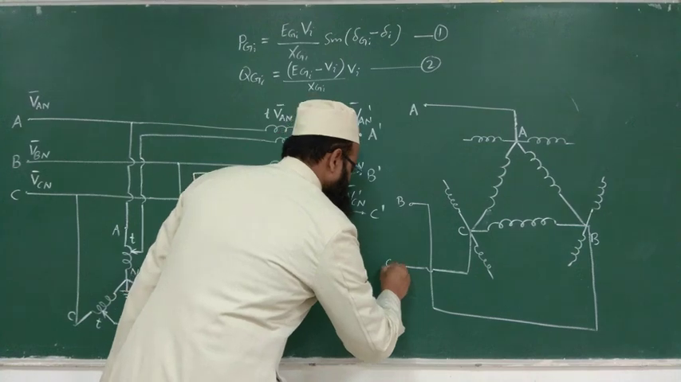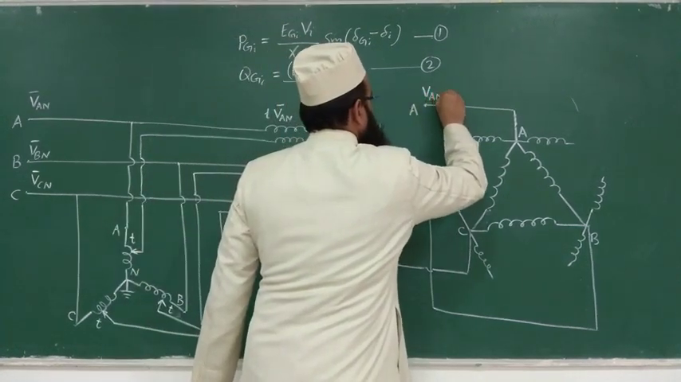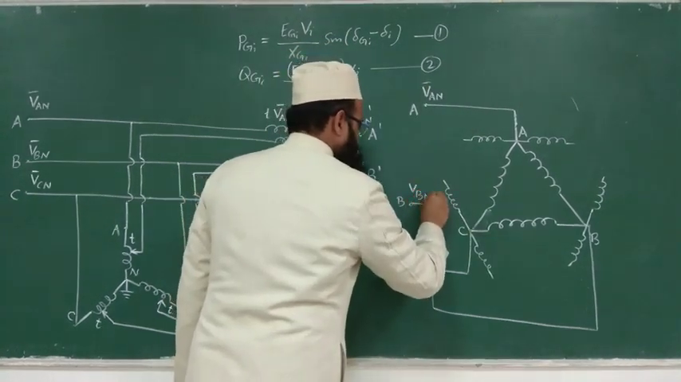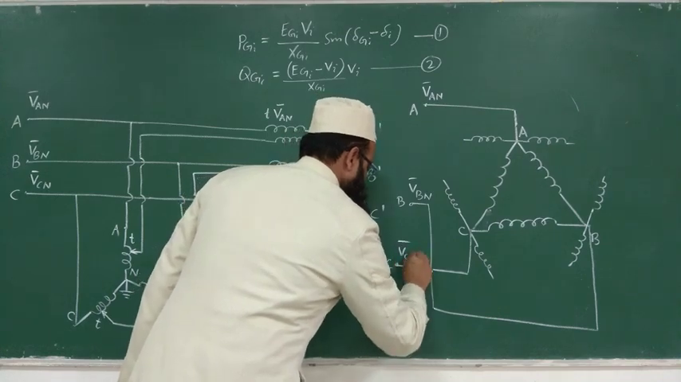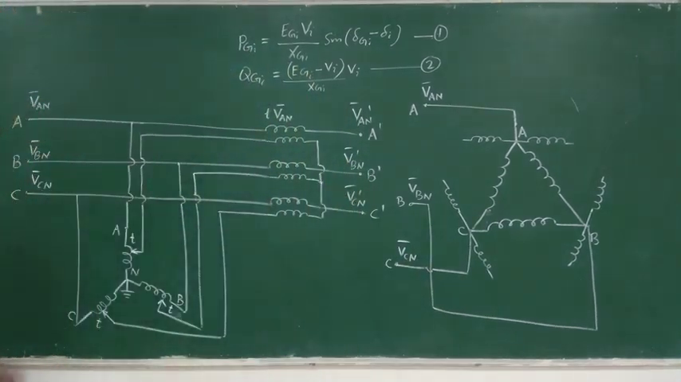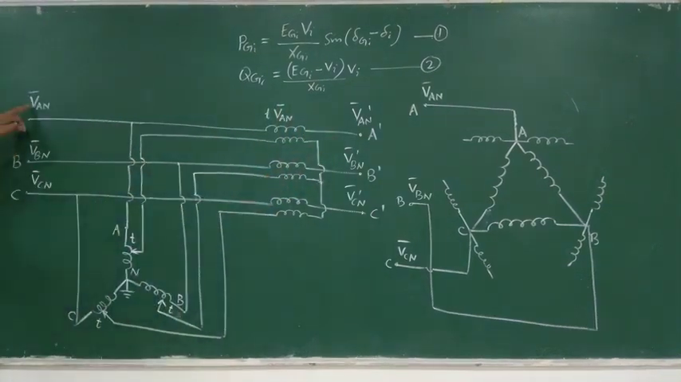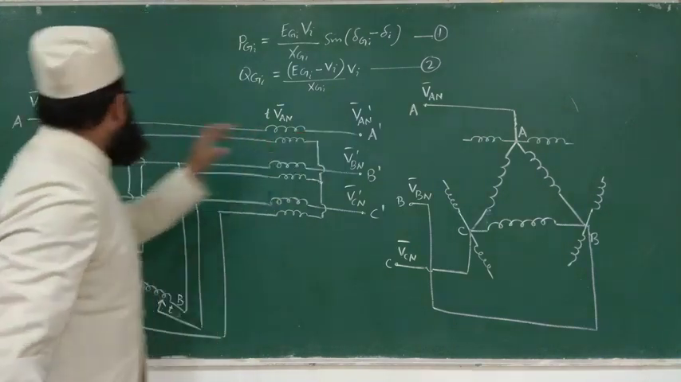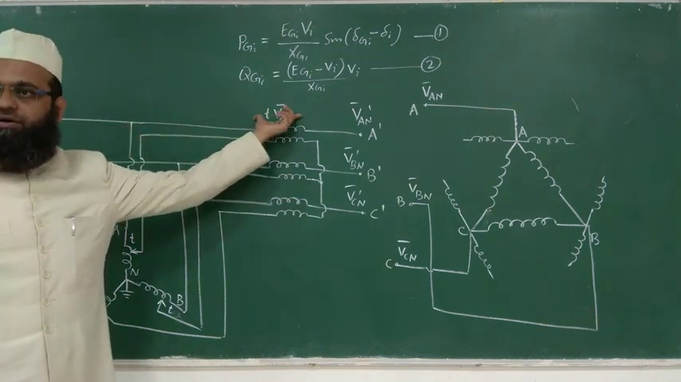So this is C. So you know that here the phase voltage will be VAN. Here the phase voltage will be VBN. Here it will be VCN. So for this case, here the phase voltage is VAN. Here the phase voltage is VAN dash. So that is different from this, as we have added some extra drop here.